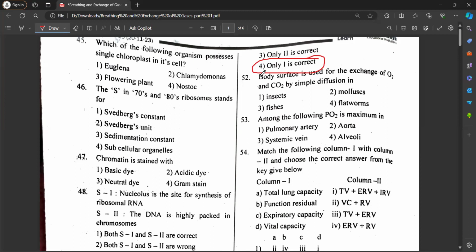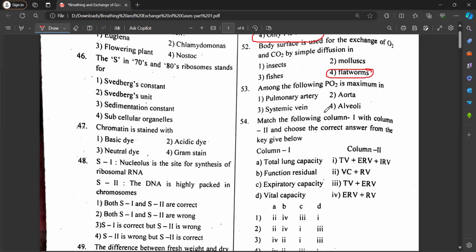Next question. Body surface is used for the exchange of oxygen and carbon dioxide by simple diffusion in, we learned, lower invertebrates like sponges, cnidarians or coelenterates and platyhelminthes. So what are the options given here? Insects, mollusks, fishes and flatworms. So the answer is flatworms. Platyhelminthes are commonly called flatworms.